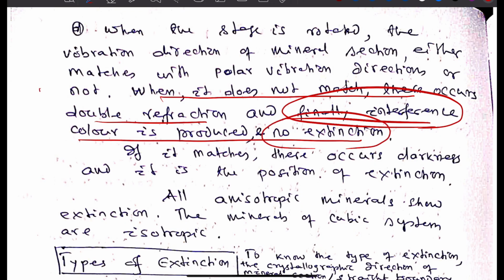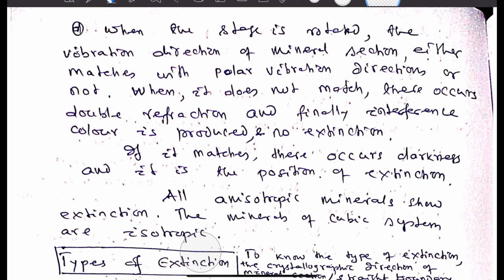So when the vibration direction of the mineral section is not parallel to the polar vibration direction, in that condition we see interference color. Let us say it is like this. This is the vibration direction of the mineral section, this is the vibration direction of the polars. So in this condition there will be darkness in the parallel positions, and in the others there will be color, and that color will be the interference color. So a mineral goes to the position of extinction except at the positions of interference color. Or we can say the mineral shows interference color except at the positions of extinction.